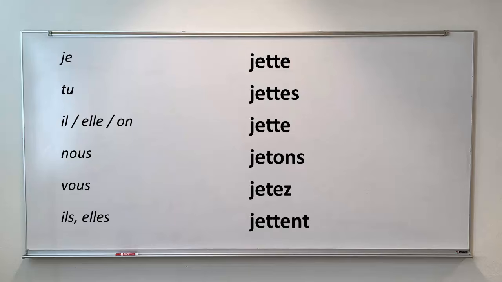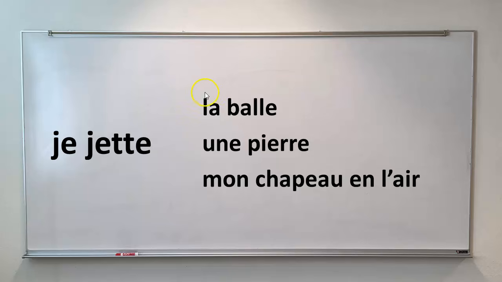So there you have all of the verb forms in the present tense, and now on to the fun part, putting it into context, actually using the verb. So I have some examples for you here. We have la balle, which is the ball, une pierre, which is a rock, and mon chapeau, my hat, en l'air, in the air. So if I want to say I throw the ball, I do throw the ball, I am throwing the ball, I would say je jette la balle.